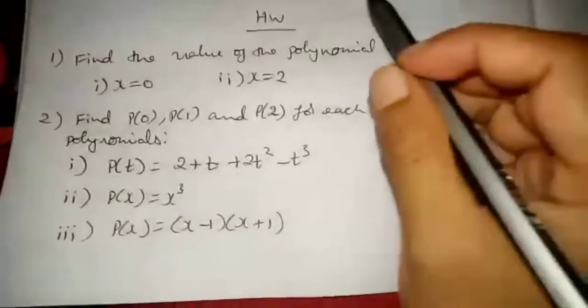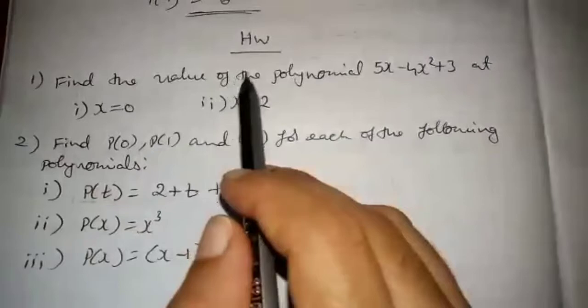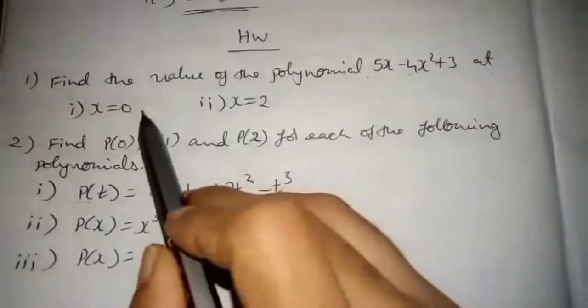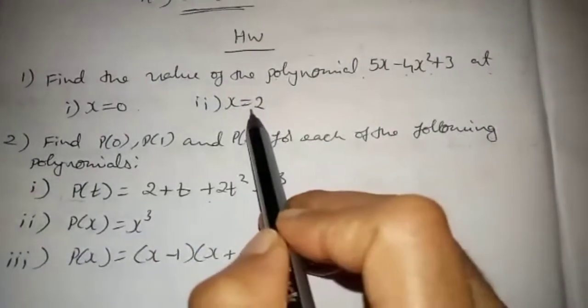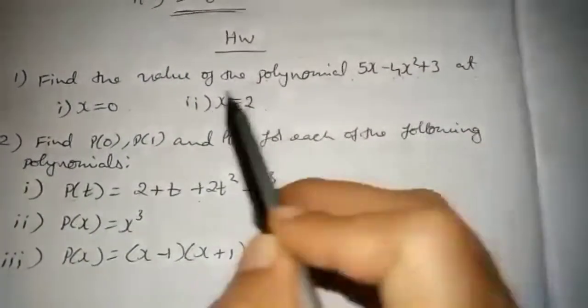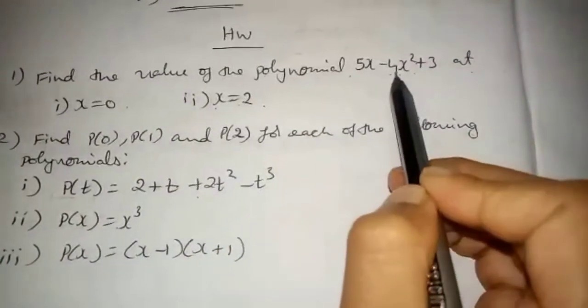Students, take down some homework problems. First one, find the value of the polynomial 5x minus 4x square plus 3 at x equals to 0 and x equals to 2. So when x equals to 0 you have to find the value of the polynomial, and at x equals to 2 you have to find it.